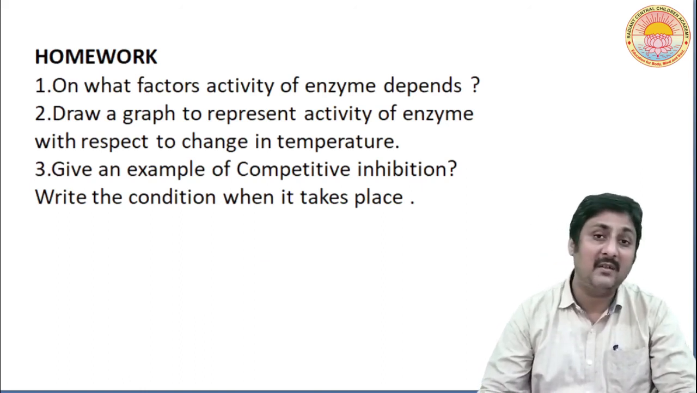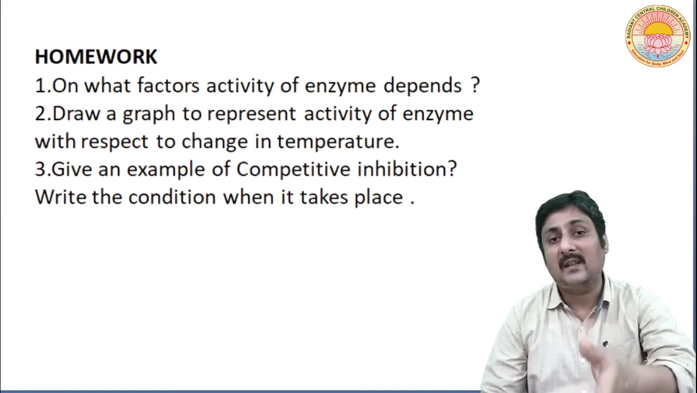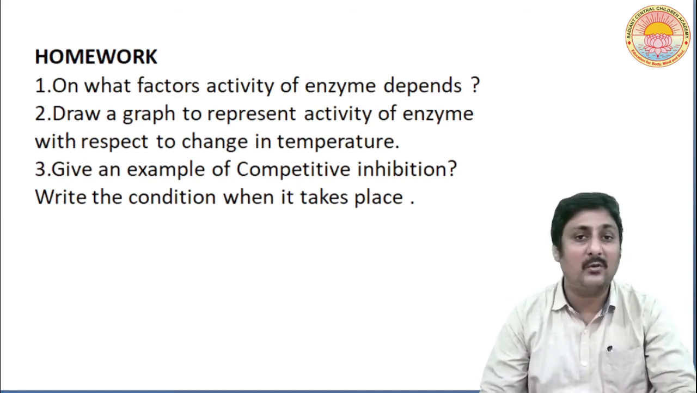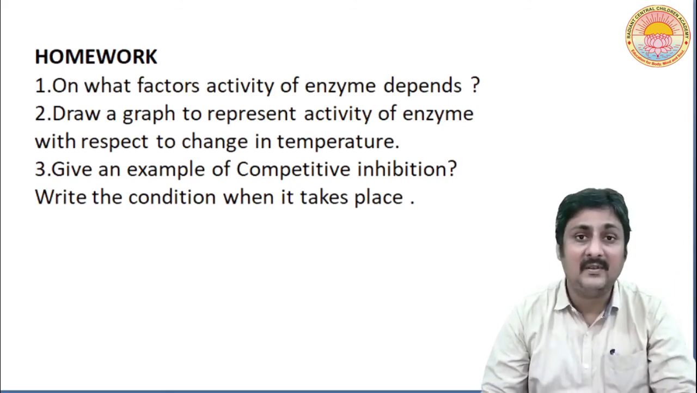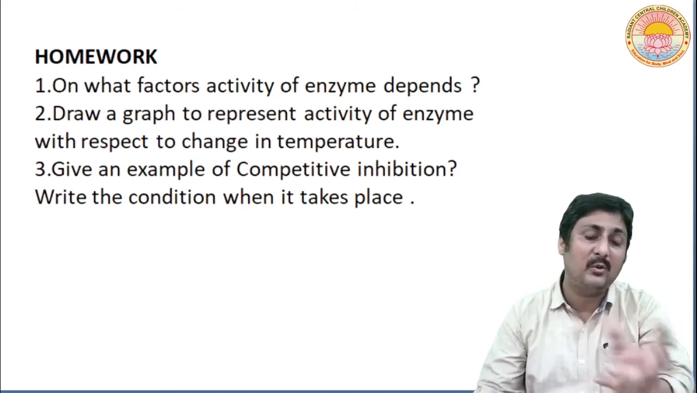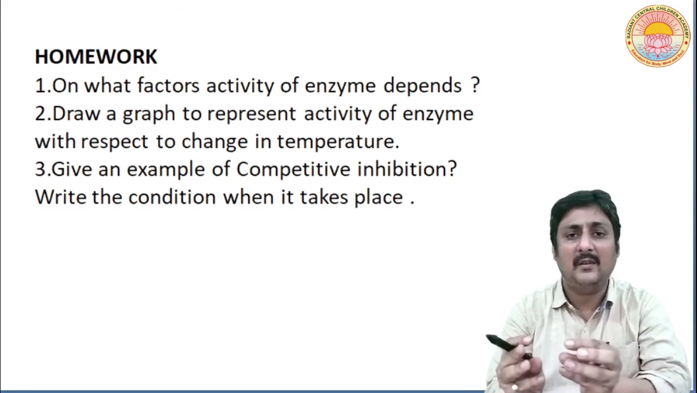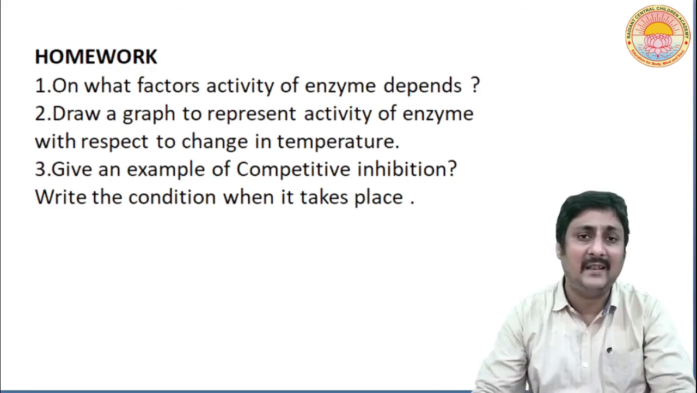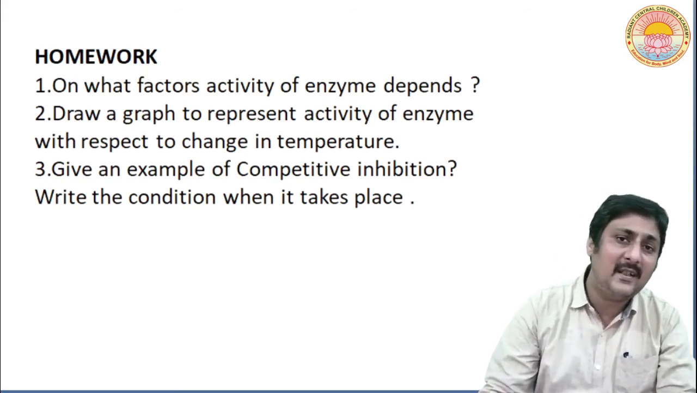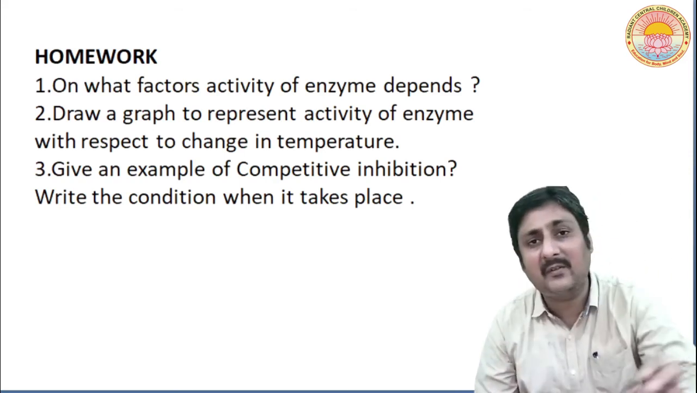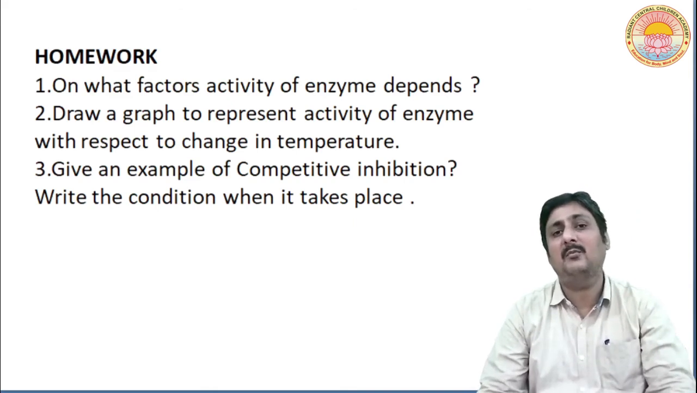In competitive inhibition, you see succinate and malonate are competing for the active sites present in the enzymes, and because both of them have a very high structural similarity, with only a small difference, sometimes malonate gets fixed in place of succinate. So that is called competitive inhibition.